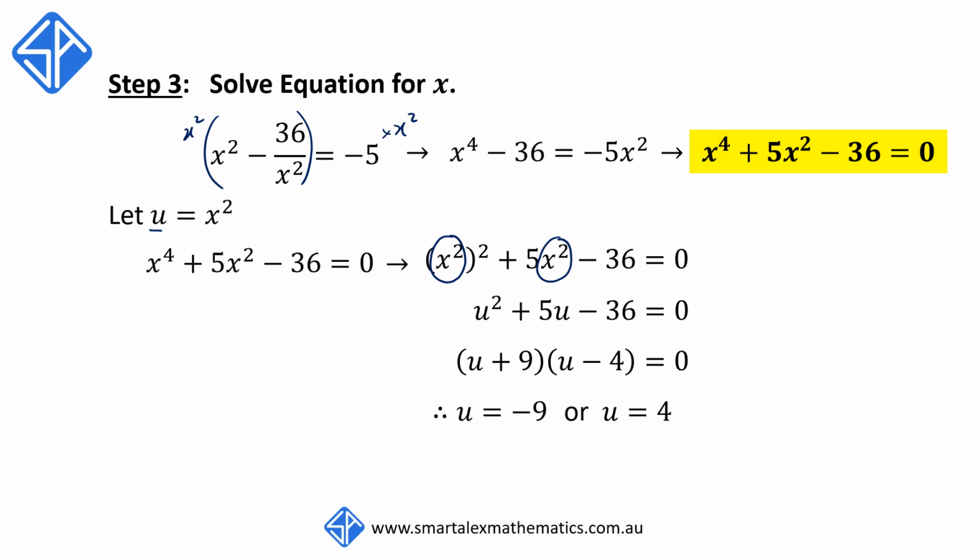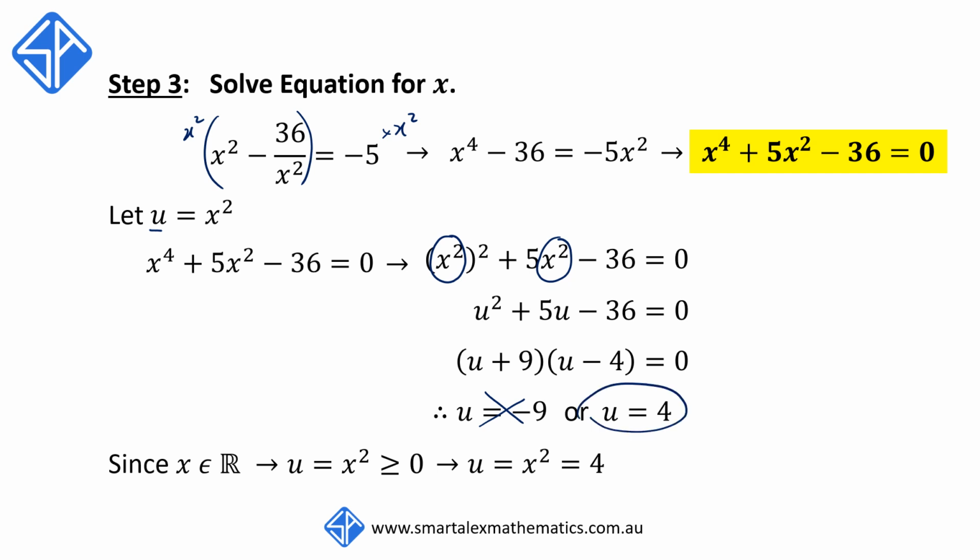Now, if you remember at the beginning when we defined the square root of negative 5 plus 12i as being equal to x plus iy, one of the conditions was that x and y must be real numbers. So since x is an element of the reals and we defined u as being equal to x squared, this means that u is equal to x squared needs to be a positive number. So this means that u cannot equal negative 9. We need to reject that. And so we can only have u is equal to x squared being equal to 4 only. And therefore, we get two solutions for x, which are x is equal to negative 2 or positive 2.